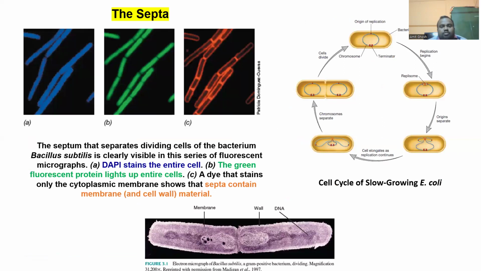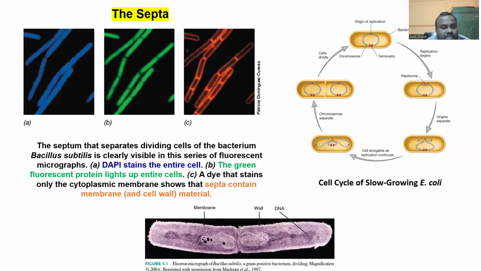Next, we were already talking about septum formation in the previous slide. So how does the septum look? Here we can see the pictures. The septum that separates dividing cells of the bacterium, here for example Bacillus subtilis, is clearly visible in this series of fluorescent micrographs. Panel A is the picture on the left side. Panel A is stained with DAPI stain. DAPI is a fluorescent dye, and DAPI fluoresces in the blue region.